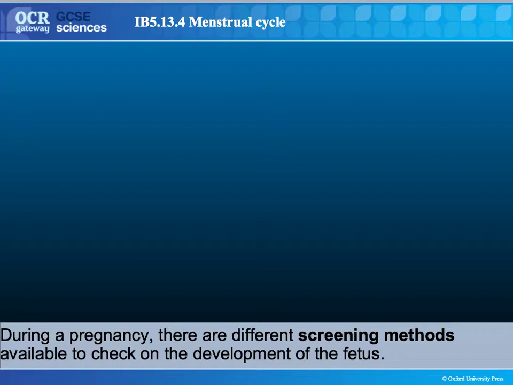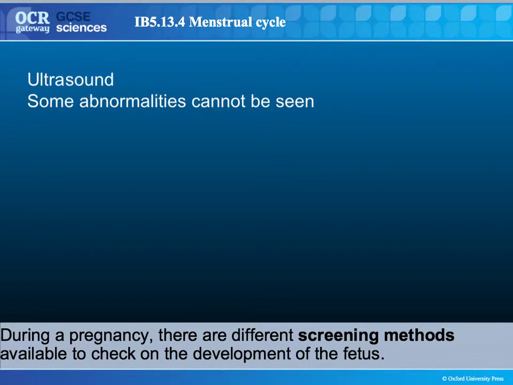Now, during pregnancy, there are different screening methods that are available to check the development of the fetus and monitor these conditions. So one of the screening methods is ultrasound, and ultrasound uses sound waves that are projected into the uterus, and they're reflected back, and that produces a picture on screen. Now, they used to check fetal development, but some abnormalities cannot be seen.